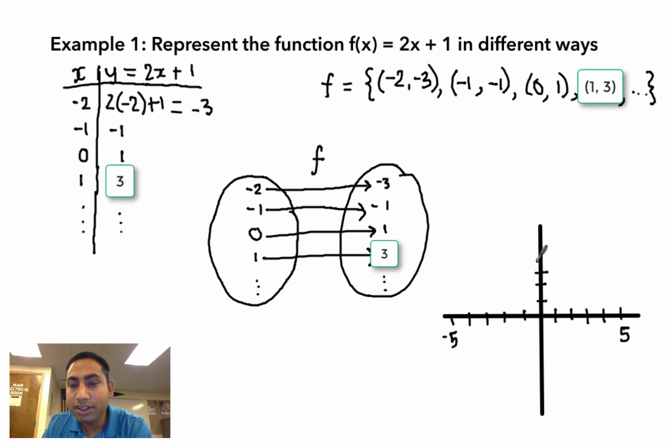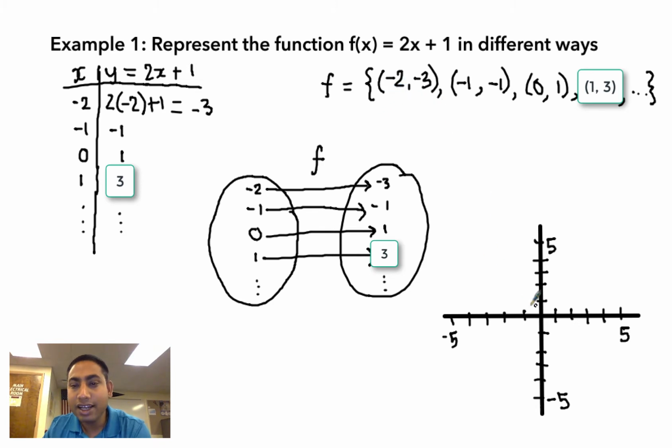1, 2, 3, 4, 5. And then 1, 2, 3, 4, 5. So you want to scale accordingly based on what numbers you have here, and then you want to use actual graph paper. All right, so I'm going to take a look at the set of ordered pairs from up here and then use those to plot the points and graph the function.